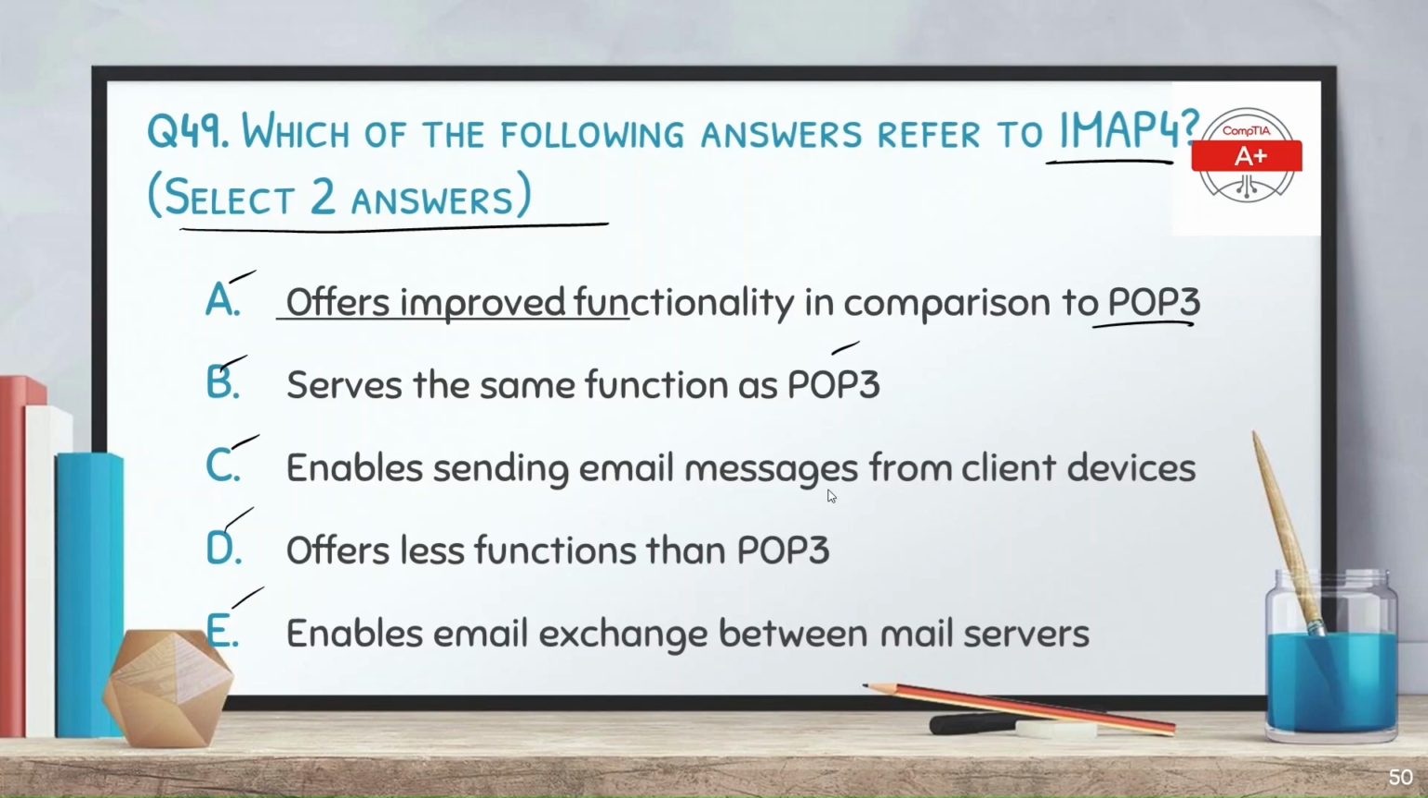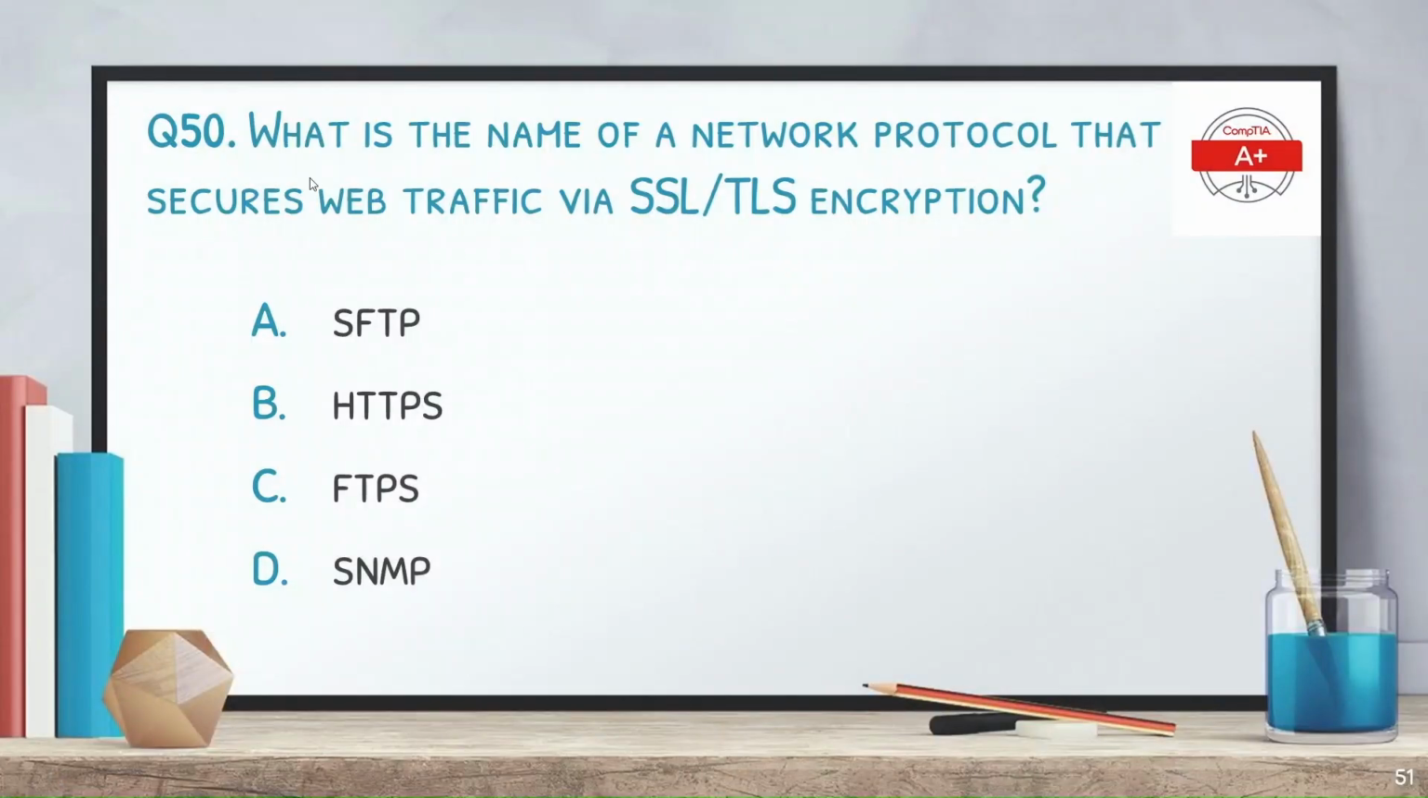The correct options are that IMAP4 offers improved functionality as compared to POP3, and it serves the same function as POP3 but with improved functionality. Question number 50: what is the name of a network protocol that secures web traffic via SSL/TLS encryption? The options are A, SFTP, B, HTTPS, C, FTPS, and D, SNMP. The correct option is HTTPS.